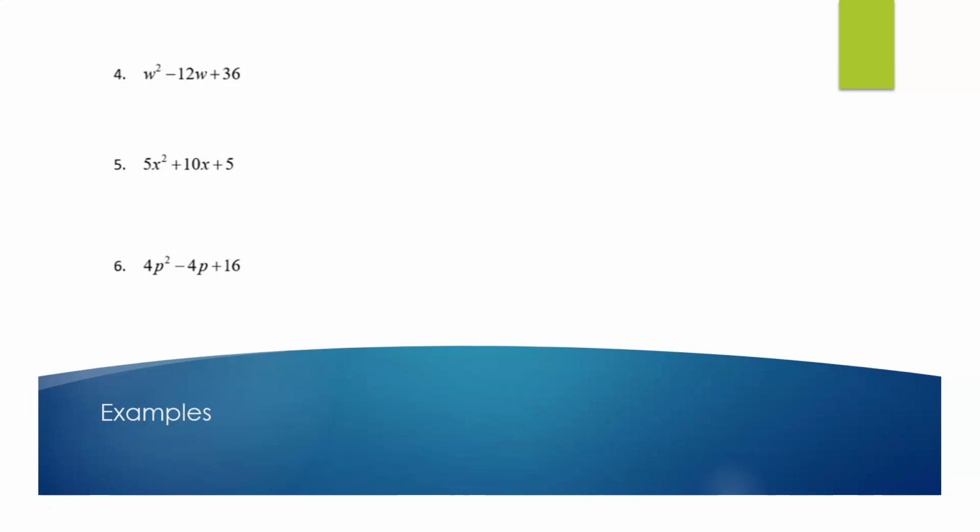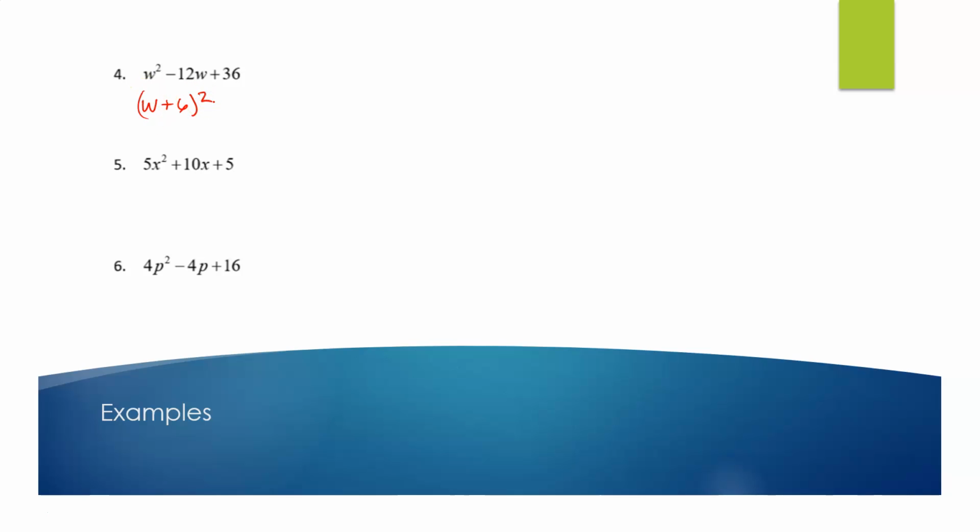Number 4, always check for greatest common factors. We don't have one here. w squared is a perfect square, 36 is a perfect square, one subtraction sign, square root of w squared is w, square root of 36 is 6. We're going to square the quantity.